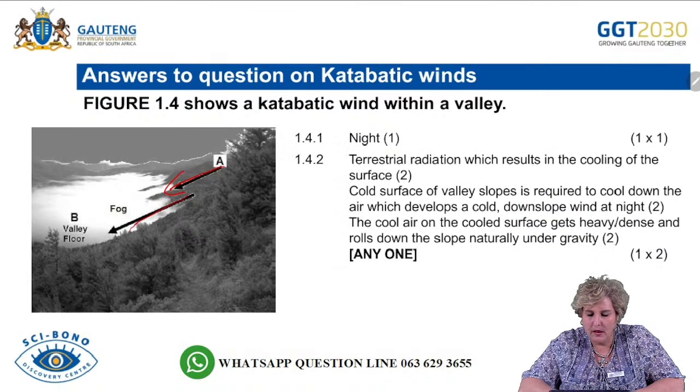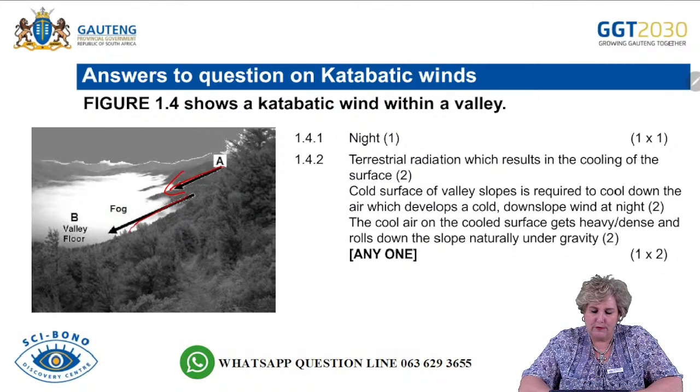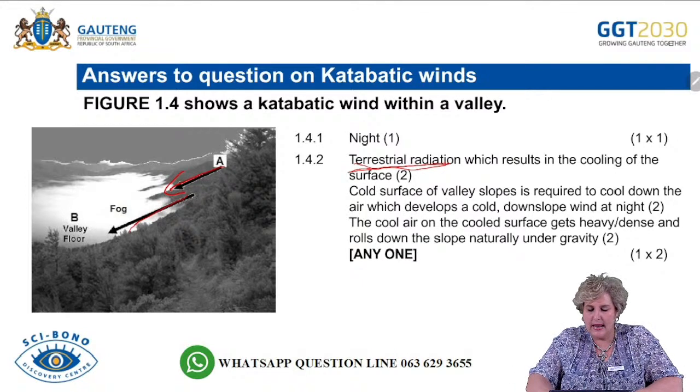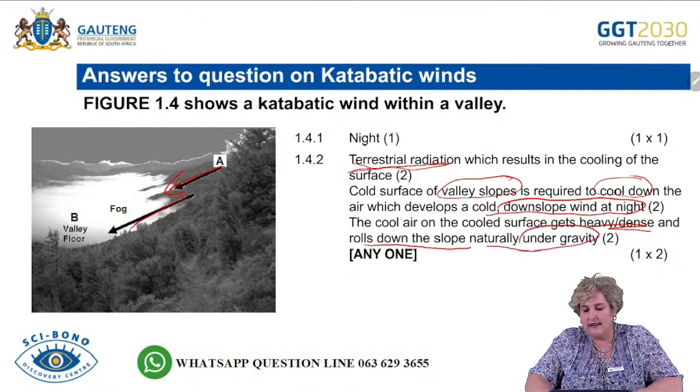Next, terrestrial radiation, which results in the cooling of the surface. They want you to use the word terrestrial radiation. The cold surface of the valley slope is required to cool down the air, which develops a cold downslope wind at night. Why? Because the valley slopes cool down. The cool air on the cooled surface gets heavy or dense. It rolls down the slope naturally under gravity. That's why it goes down.